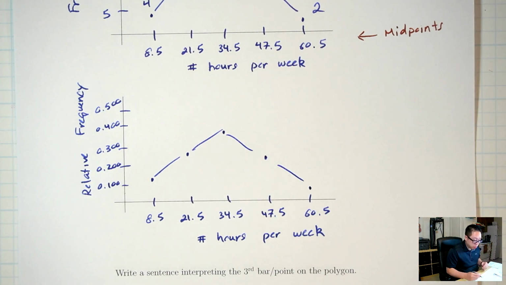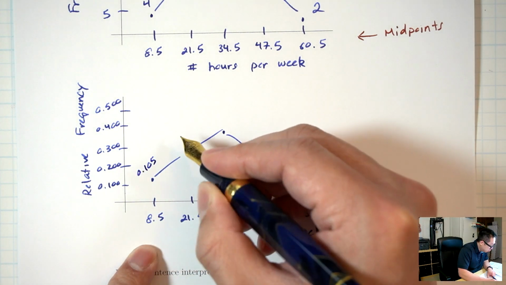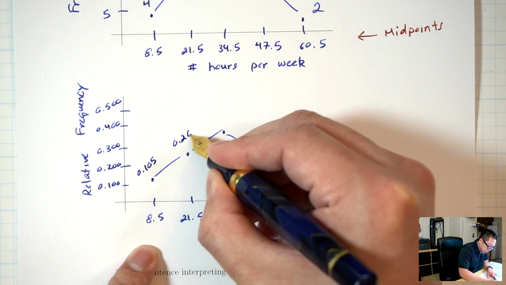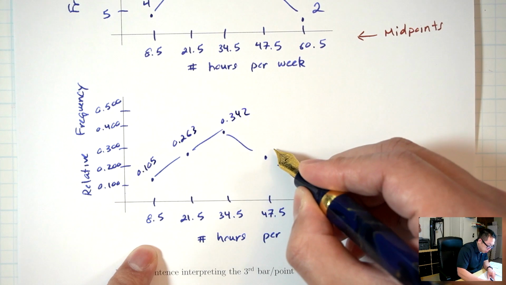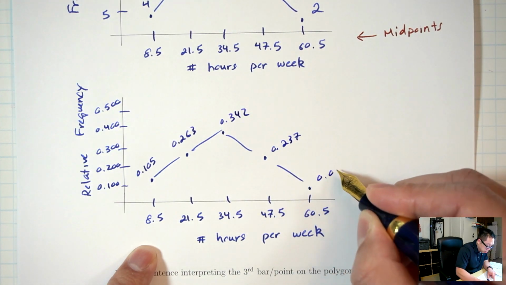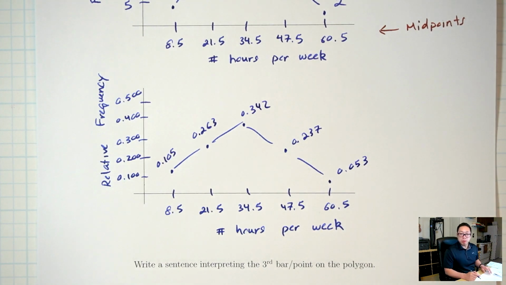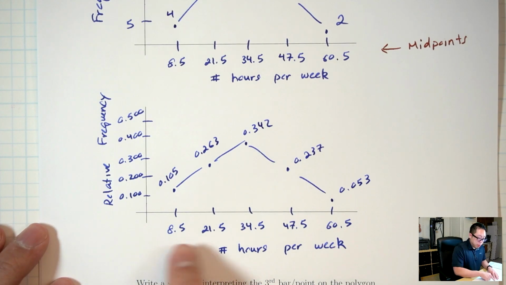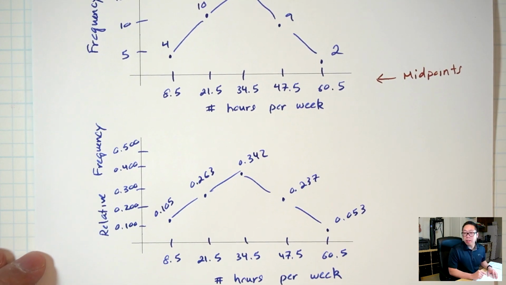And then I'm going to label the points with the heights. 8.5 was 0.105. The next one was 0.263. 0.342. 0.237. And then finally 0.053. And that's a relative frequency polygon. So once again, midpoints on the x-axis, and then the graph is dots and lines.